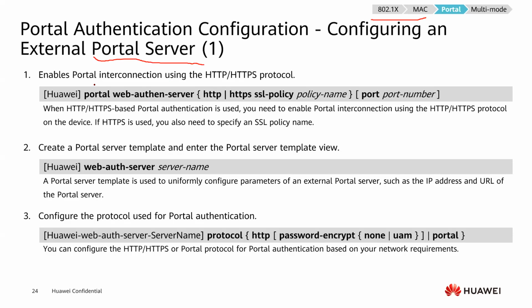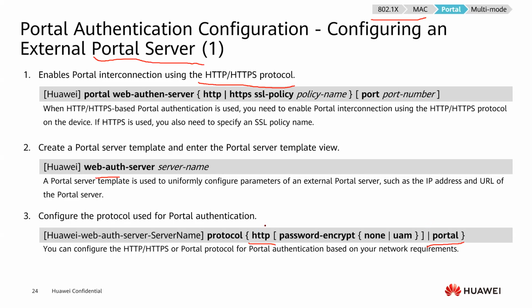You need to enable the portal interconnection using the HTTP or HTTPS protocol. And then you create a portal server template and enter the portal server template view to configure the different authentication protocol you use. You can use HTTP, or you can use the portal authentication protocol. Just for the second process to remember, this is about how to transmit the identification with the access devices.